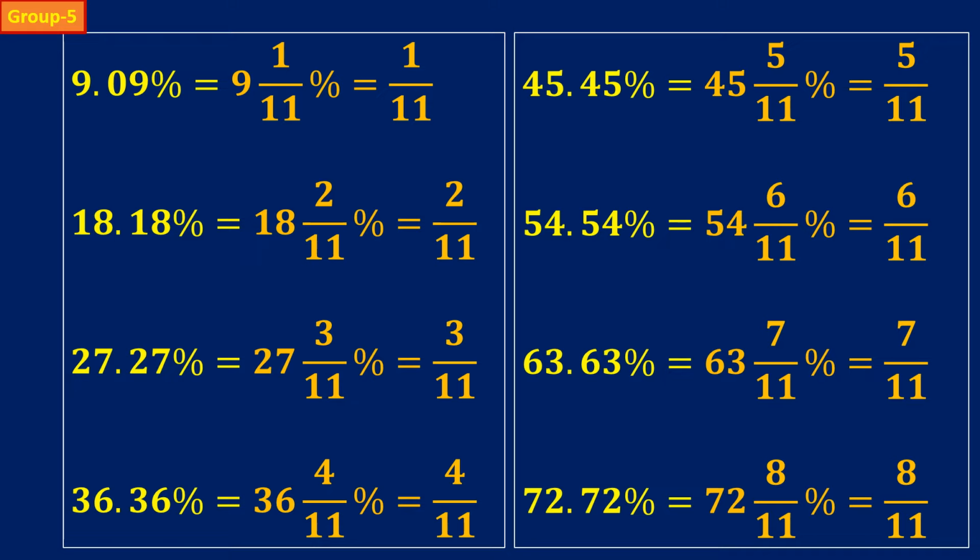27.27% is 3 by 11. 36.36% is 4 by 11. 45.45% is 5 by 11. 54.54% is 6 by 11. 63.63% is 7 by 11. 72.72% is 8 by 11.